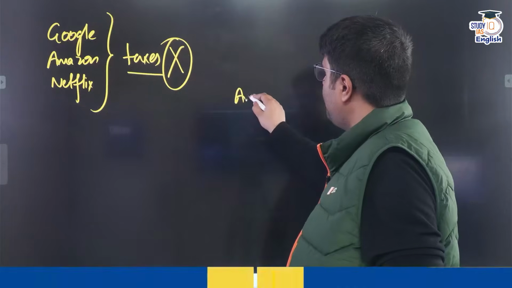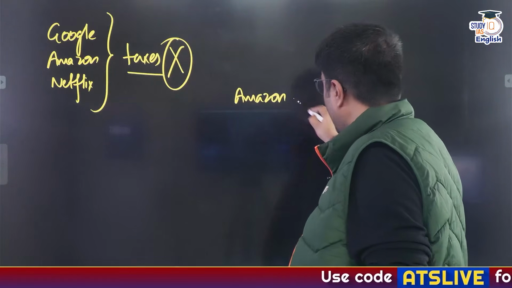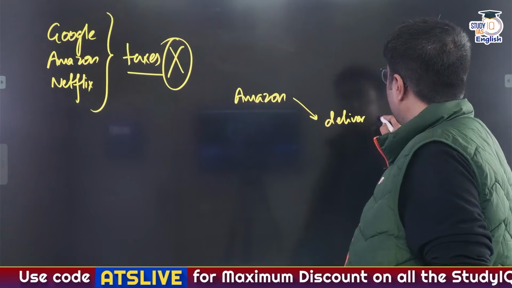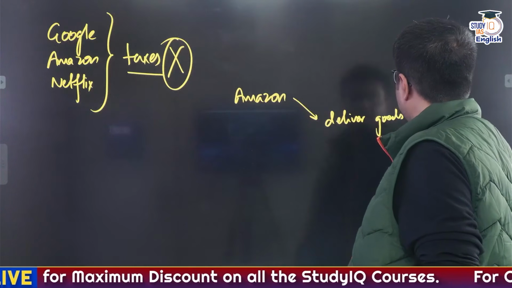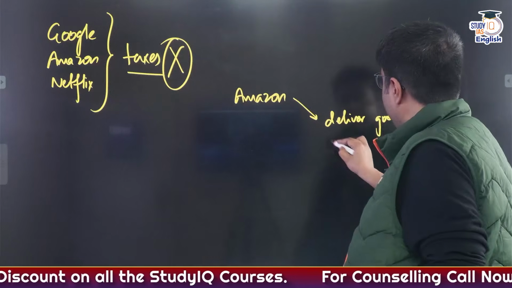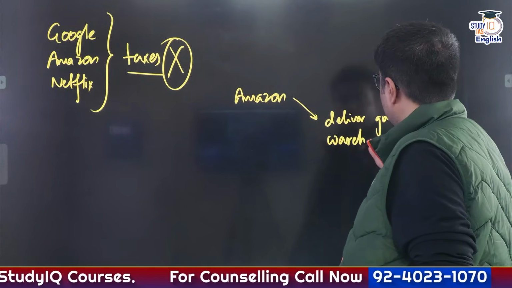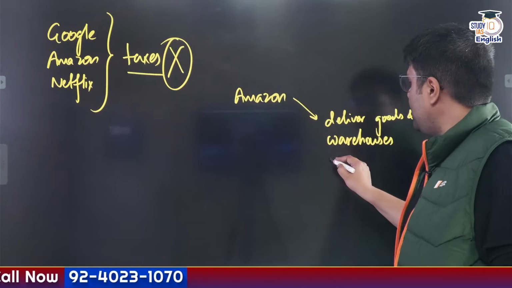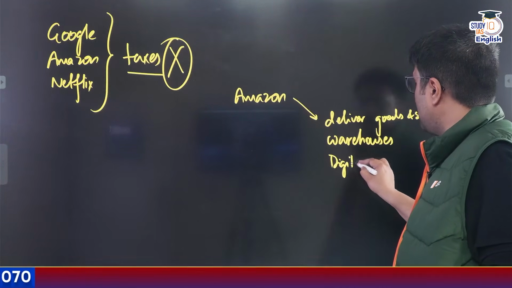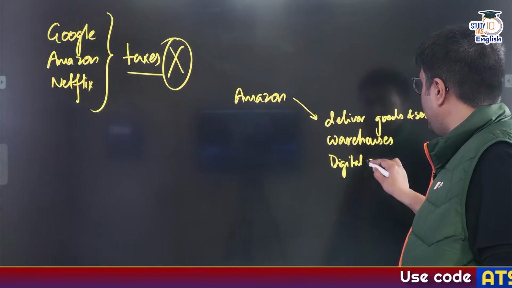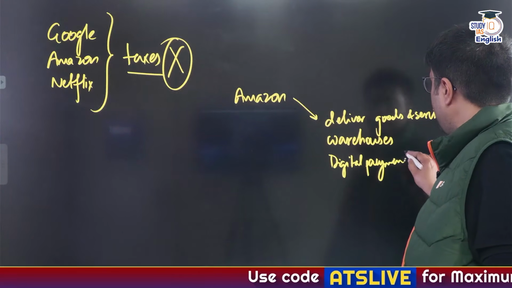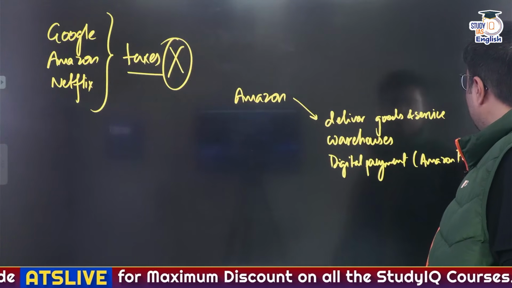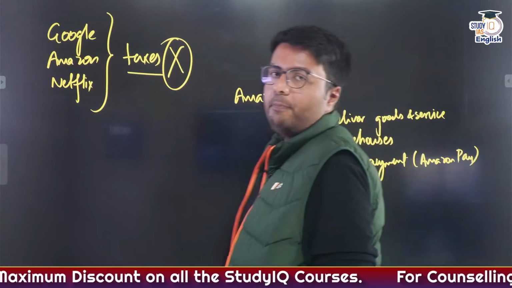Now, let us pick up Amazon as an example. What does Amazon do in India? They deliver goods and services, right? They have big warehouses where they keep items so that when you order them, they can deliver them as quickly as possible. Similarly, they offer digital payments. How does Amazon offer digital payments? They have their service called Amazon Pay, right? So why aren't they paying taxes in India?